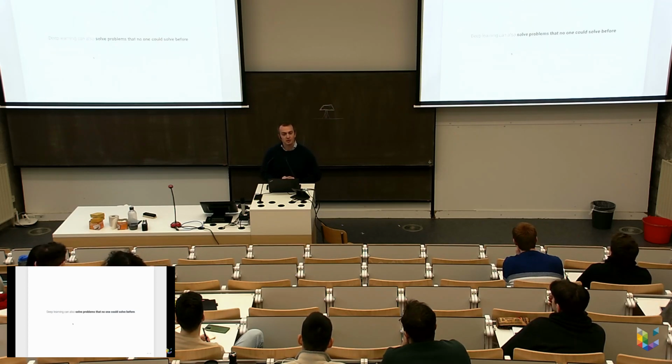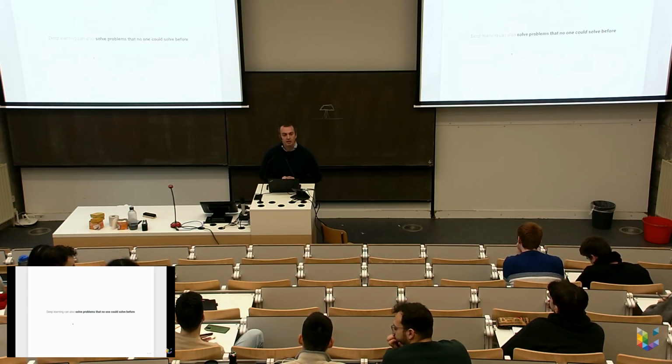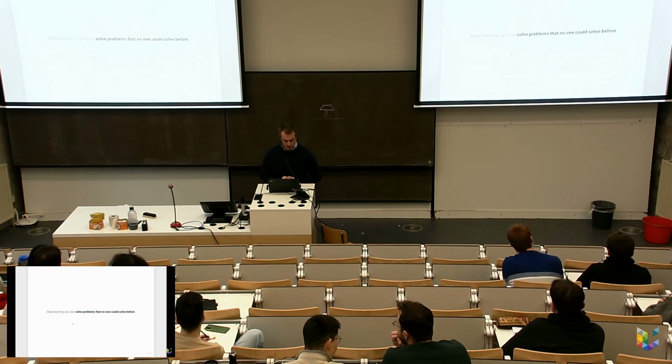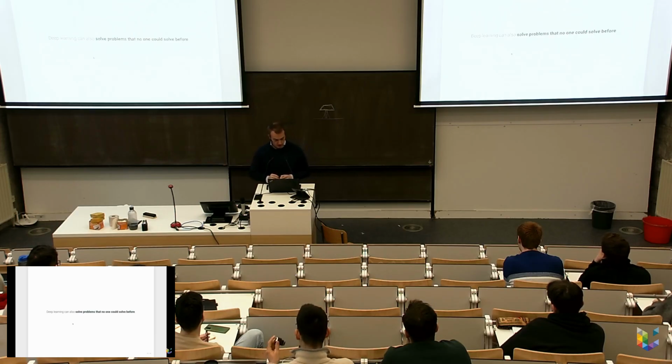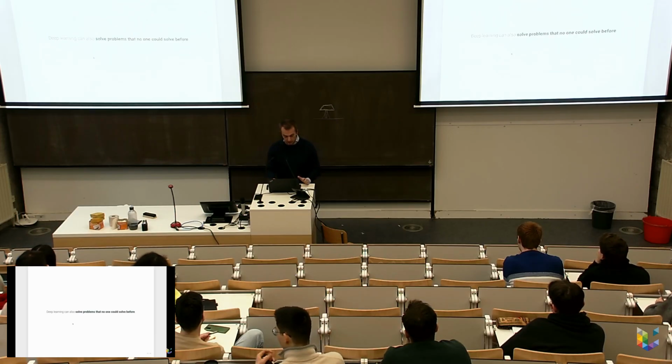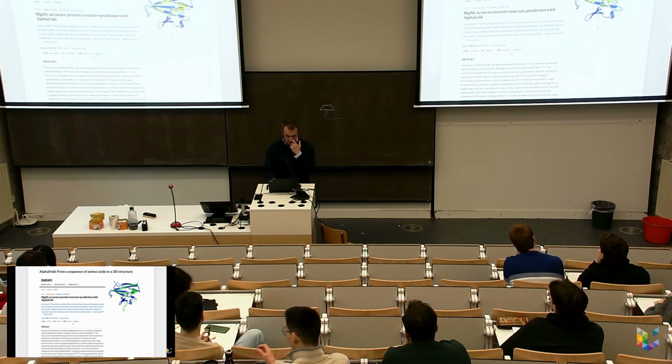Okay, but to end maybe on a more positive note, where I think deep learning is really shining is that it can also solve problems that no one could solve before. And this is where I think you have the very best applications of AI, is to solve things that no human could solve before, okay? So there are also many, many examples. I will quickly flash a few of them.